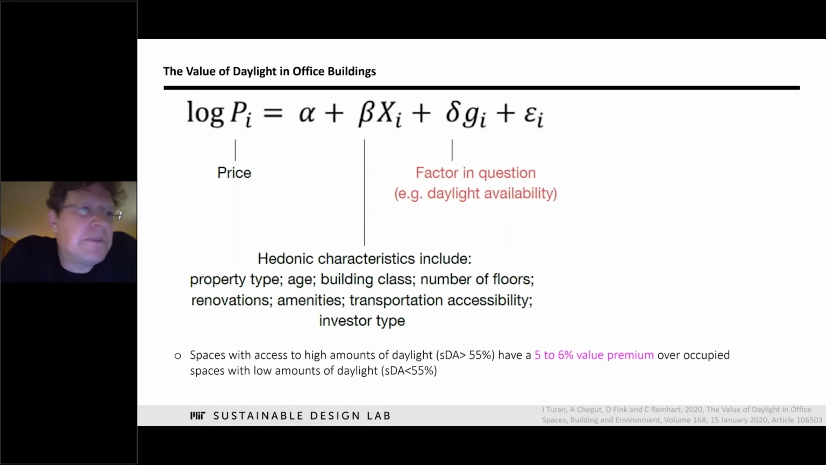And this was put in a hedonic pricing model. So we basically looked at how far property type, location, building age, number of floors, and daylight autonomy have an impact on explaining the rent. And in this first study, we found that having access to good spatial daylight autonomy across a floor gives you a rent premium of 5 to 6%.